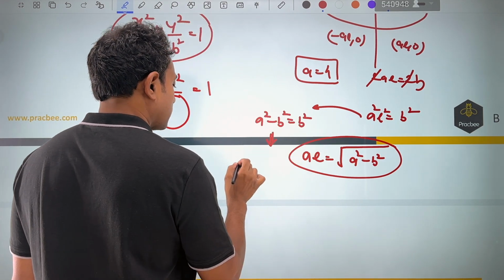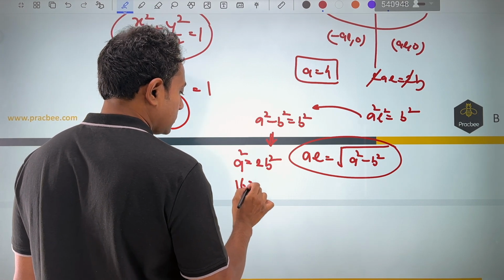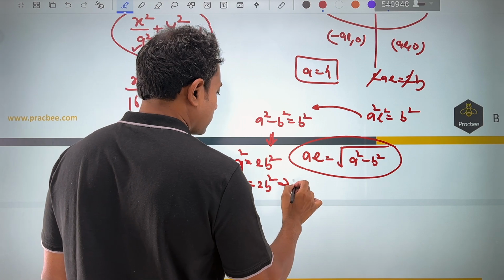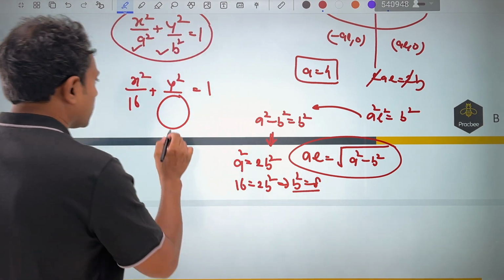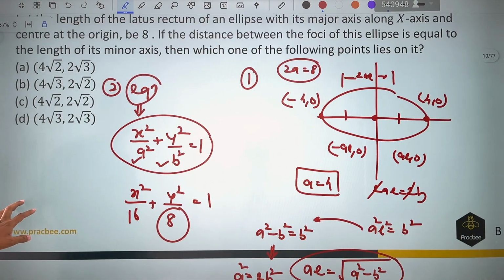So you can see from here, a square is nothing but 2 times b square. This will become 16 is equal to 2 times b square. So the value of b square comes out to be 8. If we put it here, we have got the equation. Now we can check the options and see which one satisfies the bill.